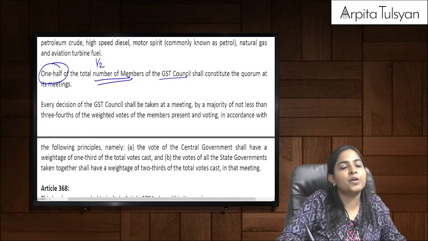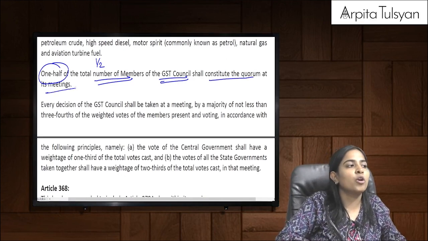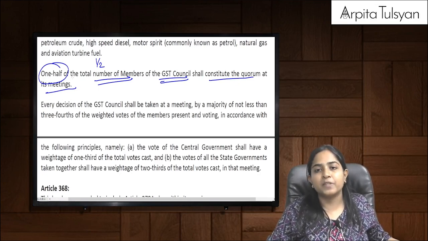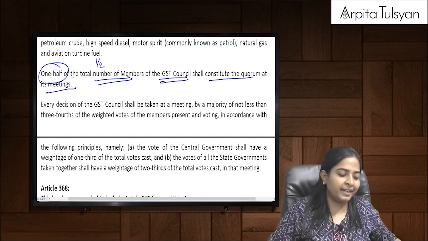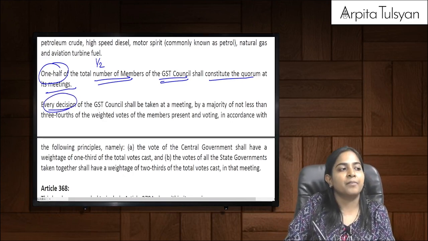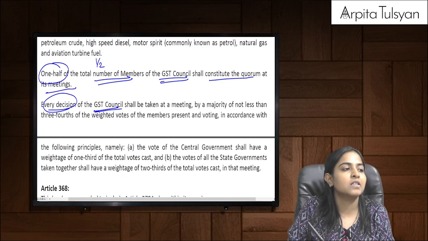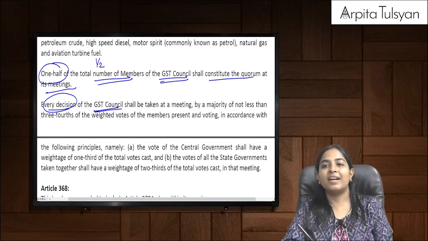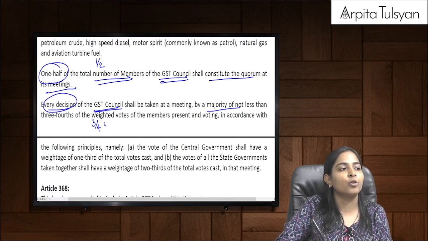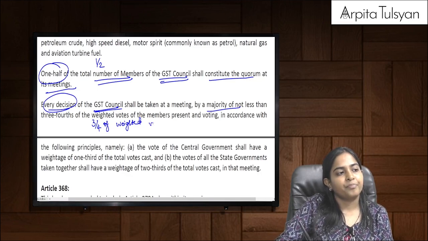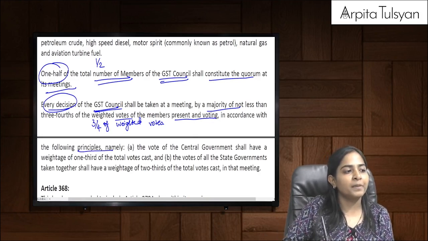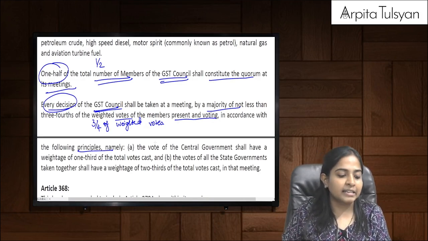Then next one. One half of the total members of the GST Council shall constitute the quorum at its meeting. As you already know, for every valid meeting, some minimum number of members should be present. So at least 50% of the total number of members should be present in the GST Council meeting. Then only we can say that the meeting has been conducted in a proper manner. Whatever decision is being taken in the GST Council, we require some majority voting. So that will be taken by a majority of at least 3/4 of the weighted votes of members present and voting in accordance with the following principles. I'll give you an example, just understand the theory for the time being.